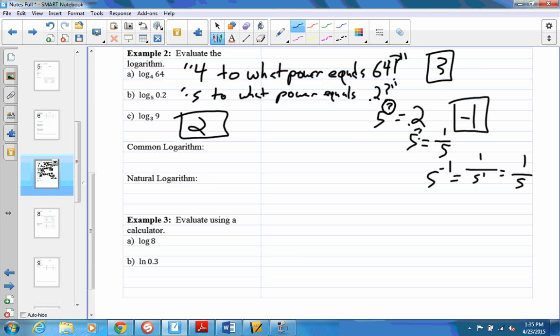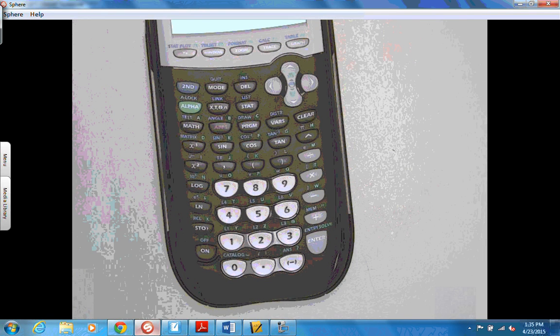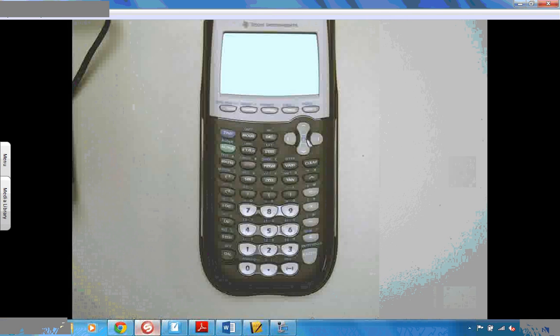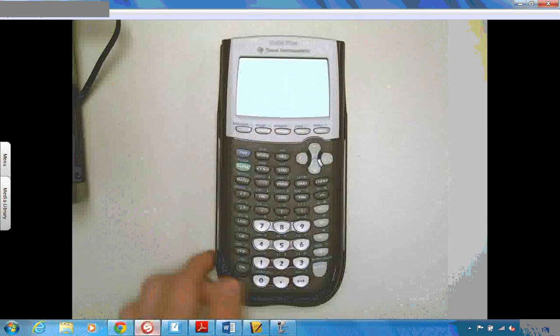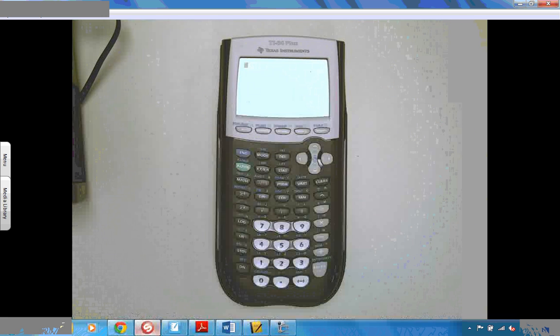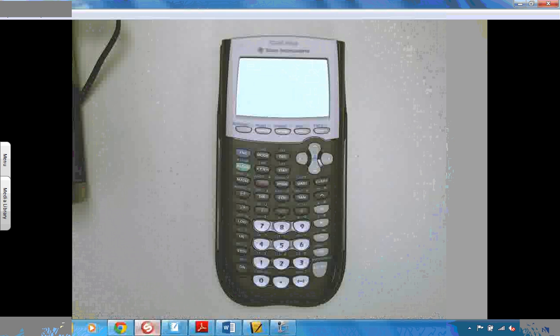So you will recall that when we were using e last time, remember when we were looking for e, and we just needed e raised to the x, and they said it's this ln button, but it's the second function, right? Then we're going to use that natural log button now.